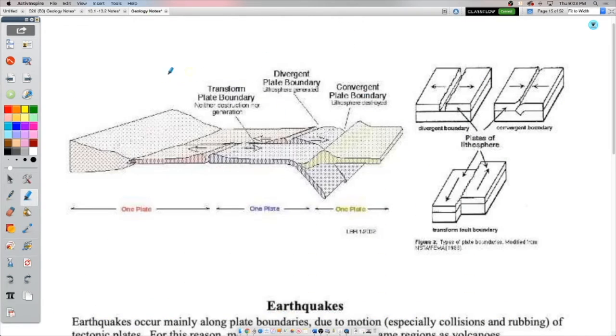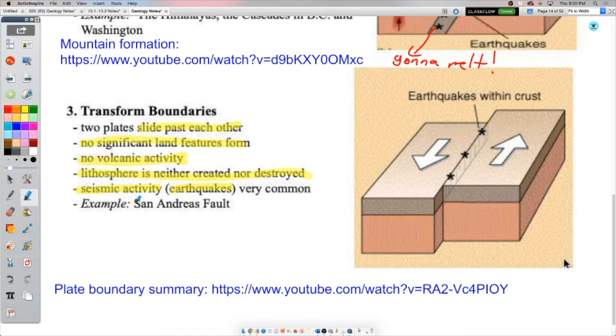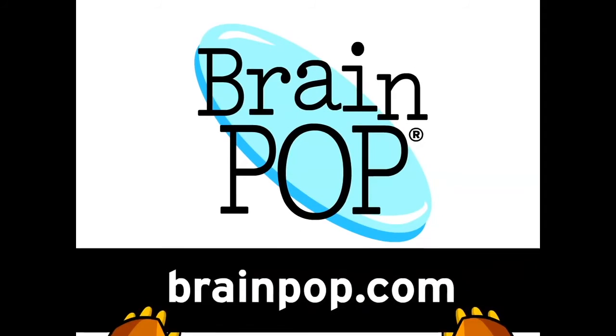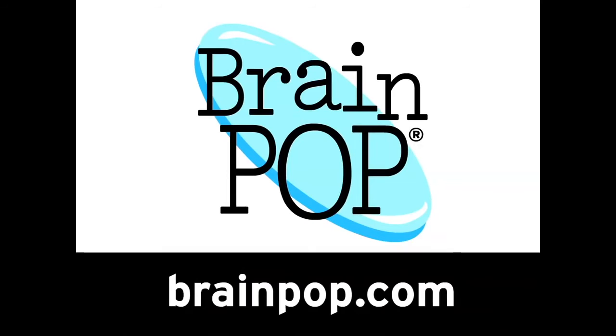And so here's a summary of all three in one picture. Here you see the transform rubbing past one another. Divergent, that means they're spreading away from one another. Convergent, lithosphere destroyed: one's subducting underneath the other, they're colliding. Again, here's all three showing their motion. This video is great. It's a little kiddie, I know, but it actually does an awesome job of wrapping up pretty much everything we've talked about. Enjoy this movie, then visit brainpop.com for much more.